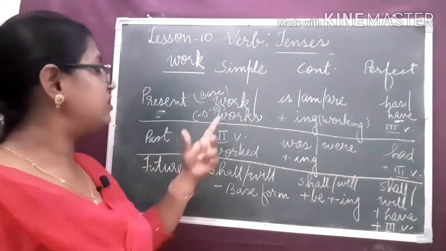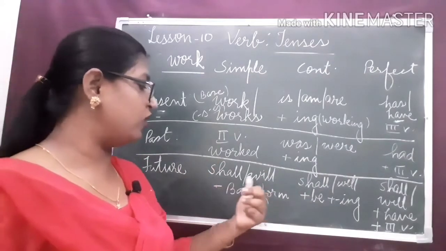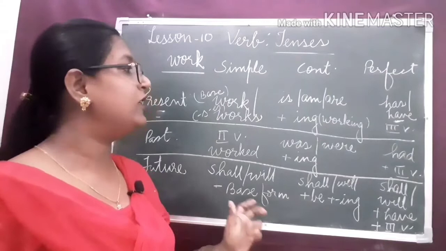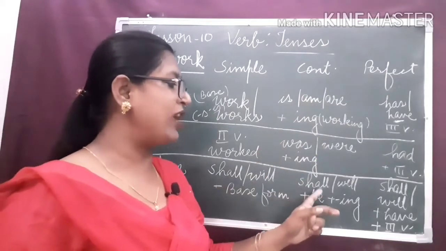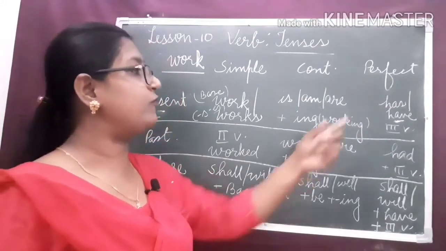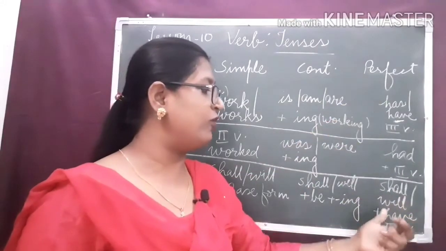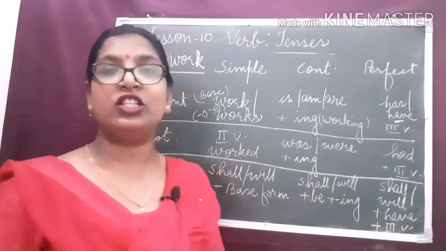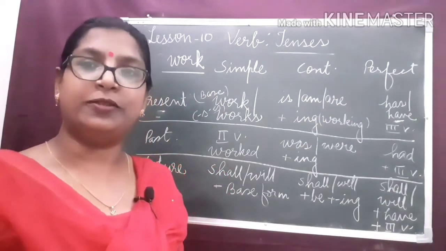In simple future tense, we use shall or will plus base form of the verb. In future continuous, we use shall or will plus be plus ing form of the verb. And in future perfect, we use shall or will plus have plus third form of the verb.